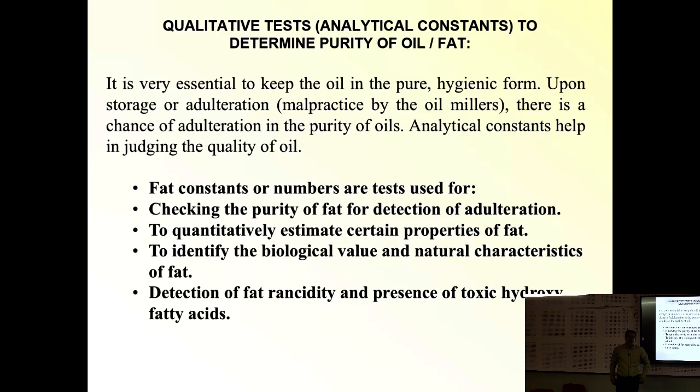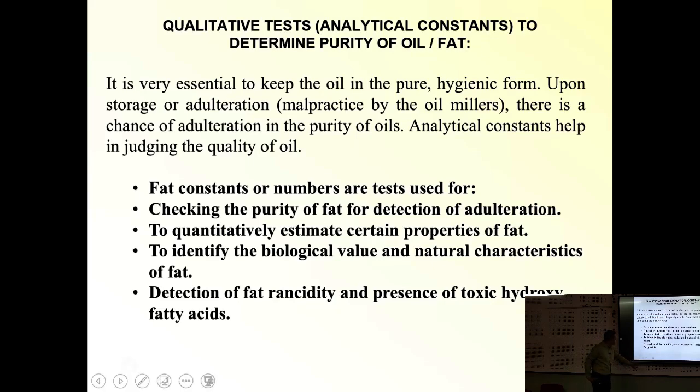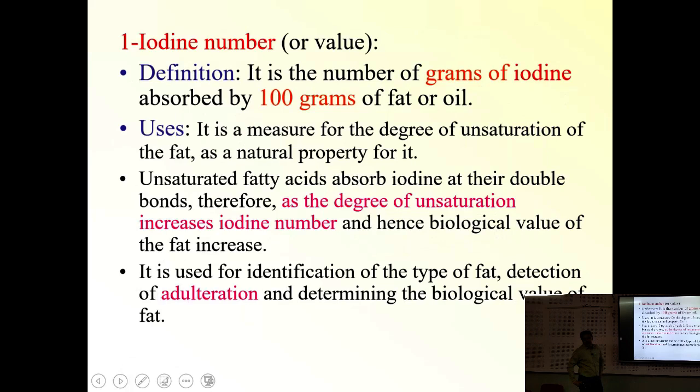They are also given by the Food Safety and Standards Authority of India, Food and Drugs, and Codex standards are also applied for the various oils transported from India to other countries too. So fat constants or numbers are tests used for checking the purity of fat and detection of adulterations, to qualitatively estimate certain properties of fat, to identify the biological value and natural characteristics of the fat, detection of fat transit and presence of toxic hydrolytic fatty acids. These are the certain objectives behind understanding the fatty acids.